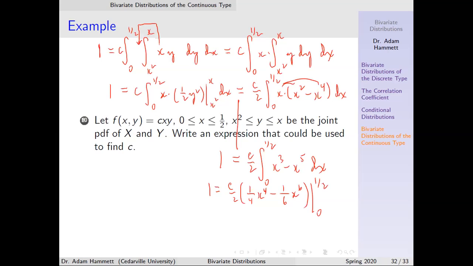Of course, the 0 doesn't contribute anything, but the 1/2 does. Okay, so I get that 1 is equal to c over 2 times 1/4 times 1/2 to the fourth, minus a sixth times 1/2 to the sixth. Okay, and it's easy to solve for c at this point. I'll leave that up to you, but solving for c is not hard to do. So the whole goal was to figure out what c could be to make this into a density. We just had to set this equal to 1 and then do the integral properly to pull that off. Okay? All right, so there's that one.